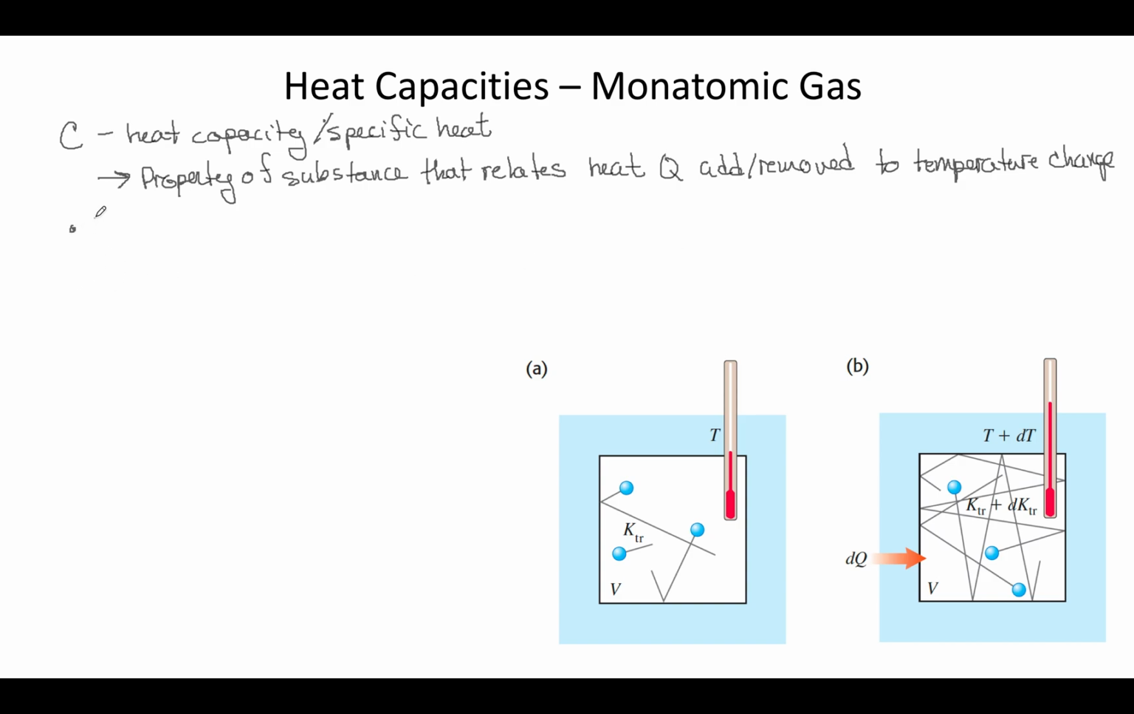Here below in the figure, we have a gas heating at constant volume. Heating at constant volume. So you just have a rigid container. You heat the gas up. And so we give a subscript V here to describe what we're going to find as the heat capacity or specific heat at constant volume.